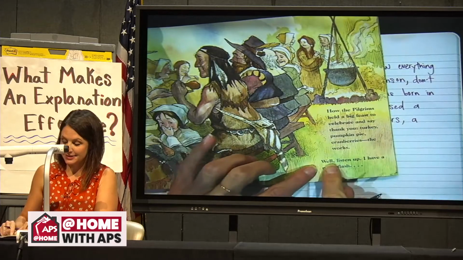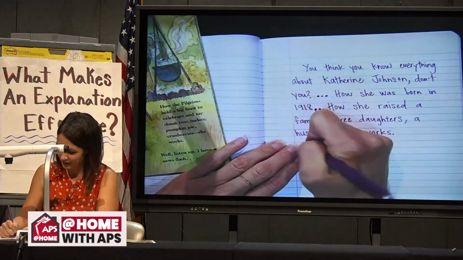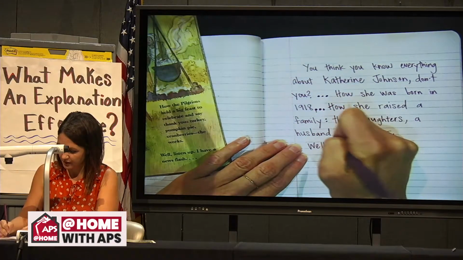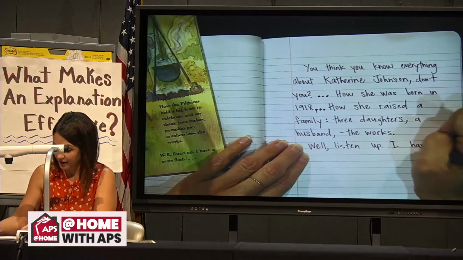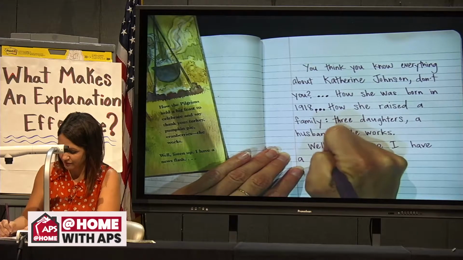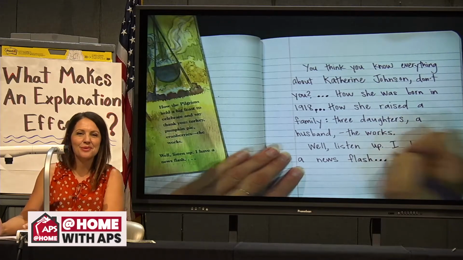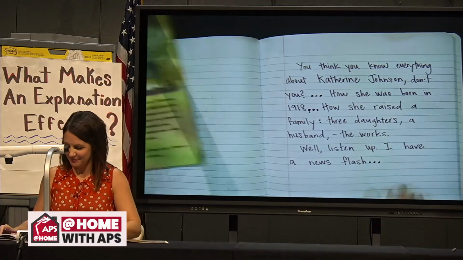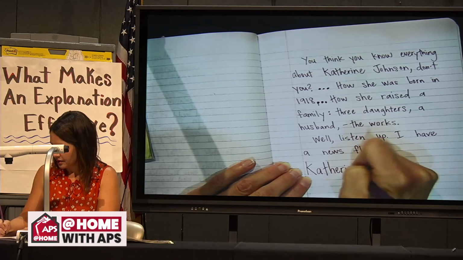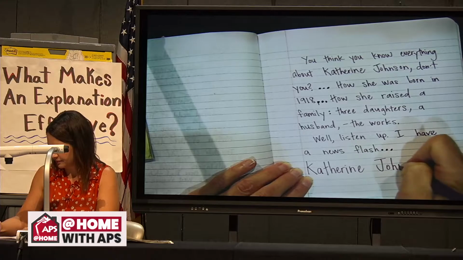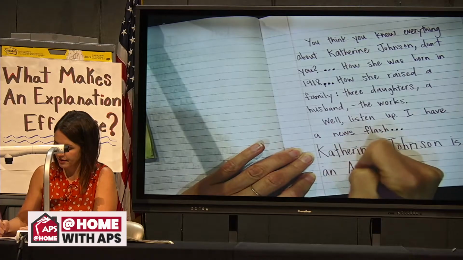Now, I'm going to take this line from the book. Well, listen up. I have a news flash. And this is where I'm going to give my most important information. Katherine Johnson is an American hero.